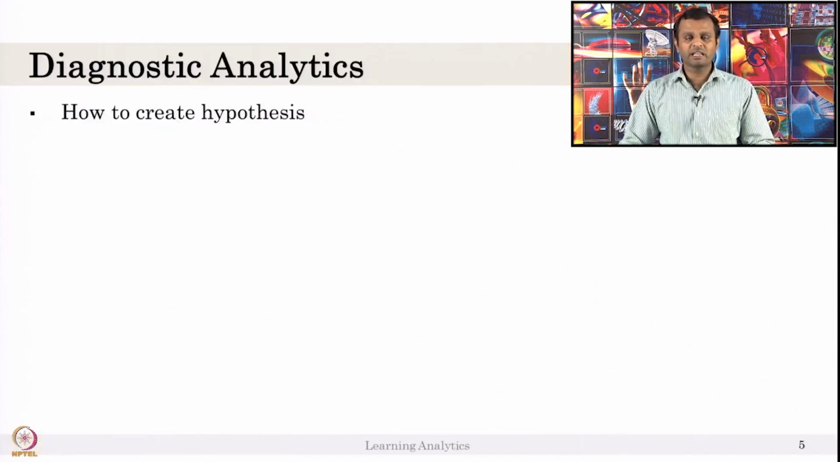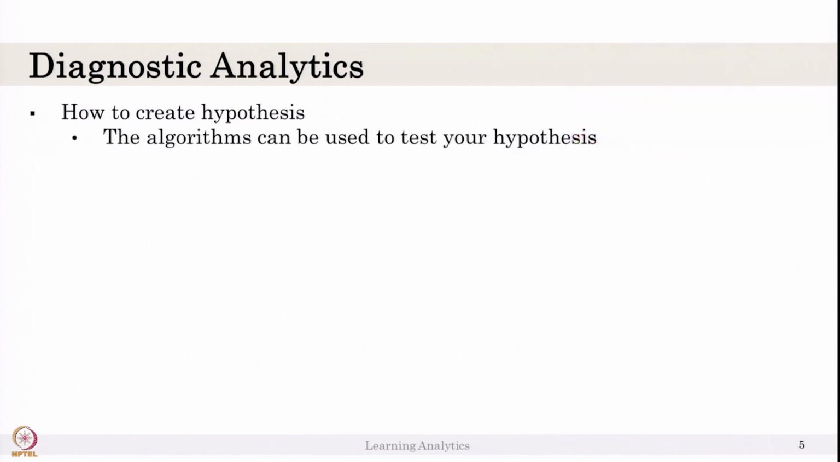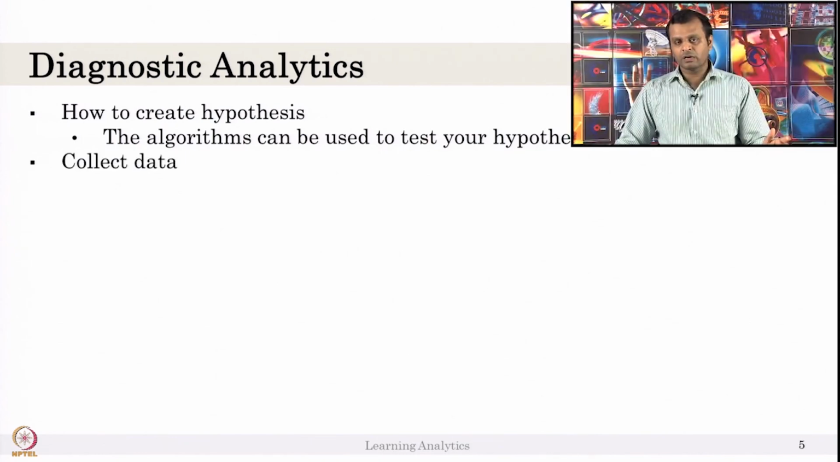So, how to create a hypothesis? This is very important because you have data, the dependent data and also the independent data. How do you come up with the hypothesis? The algorithm can be used to test your hypothesis, but the algorithm will not create the hypothesis for you, right. So, the algorithm cannot create a research question for you. The algorithm can be used to test your research questions or the questions you have. So, how to create it?